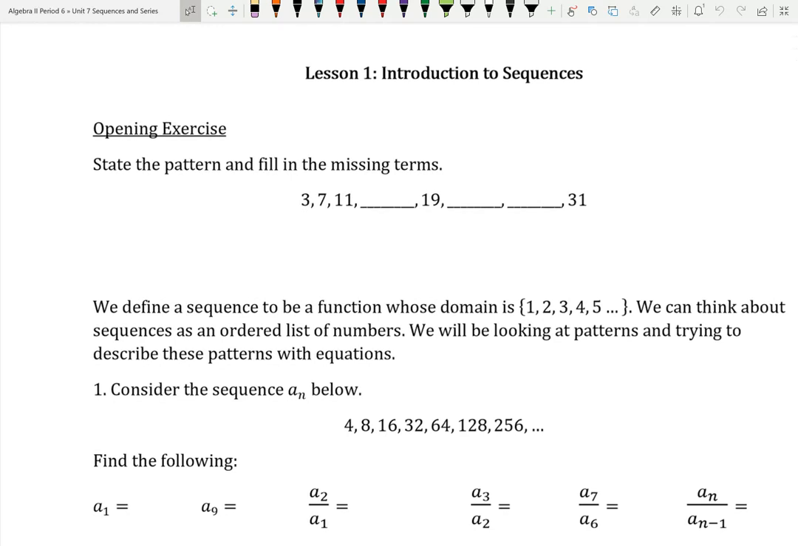So we're going to start off, this is a review from Algebra 1. The first half of this unit, in theory, is review, but we all know how true that actually stuck in our brain from ninth grade. So we're going to go over it again. So this next unit starts off with sequences.